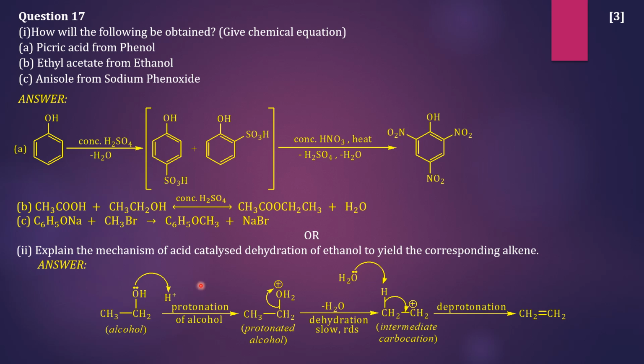So the mechanism is very simple. The acid catalyst actually converts this OH into OH2 plus, which is a good leaving group, so that dehydration can take place easily.